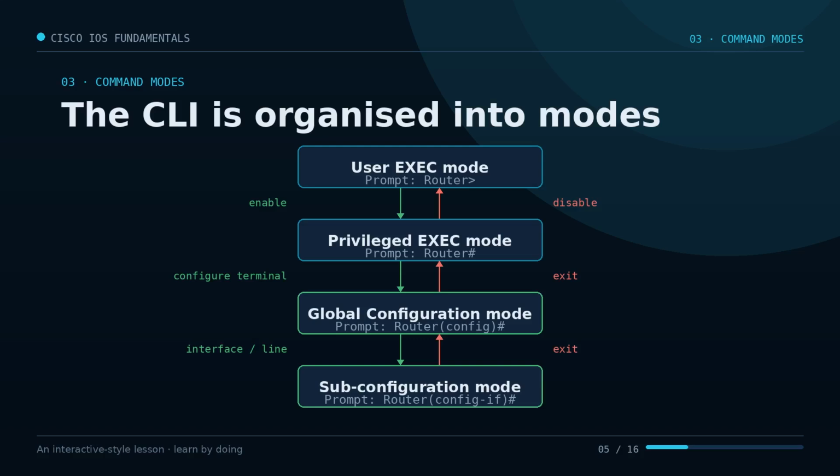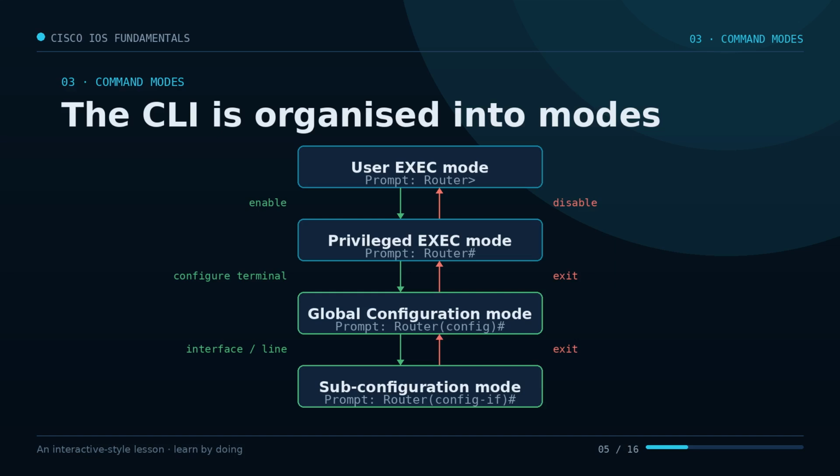Now, the command line interface is organized into modes, and this is the heart of IOS. Each mode lets you run a different set of commands, and the prompt changes so you always know where you are. You start in user exec mode. The prompt ends in a greater than sign. This is a look-only mode. You can't change the configuration. Type enable to move up into privileged exec mode. The prompt ends in a hash. From here you can view everything and save.